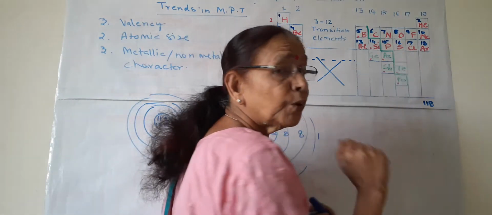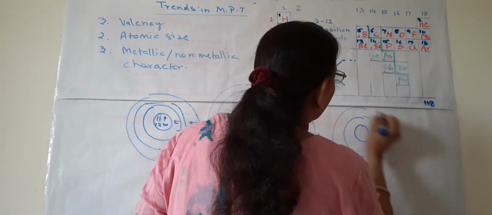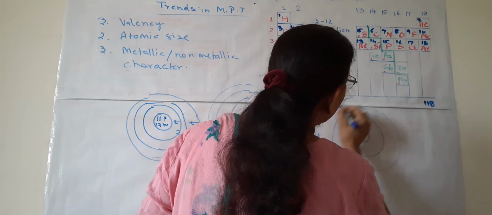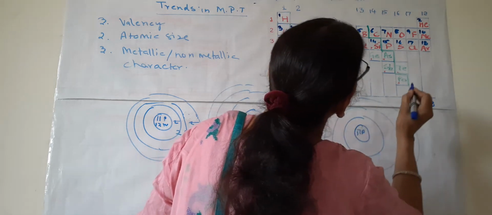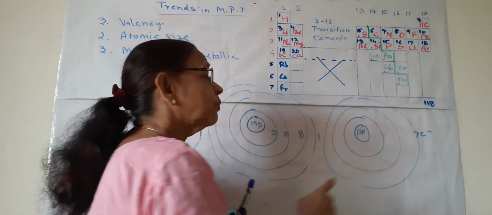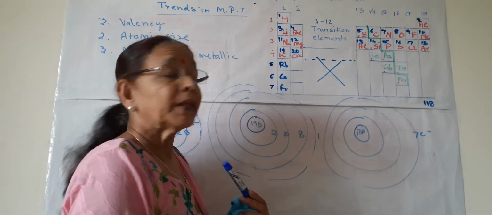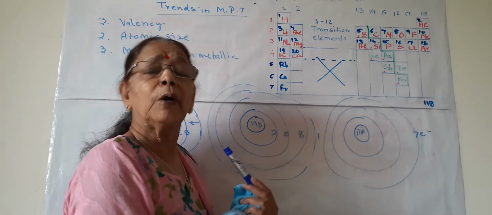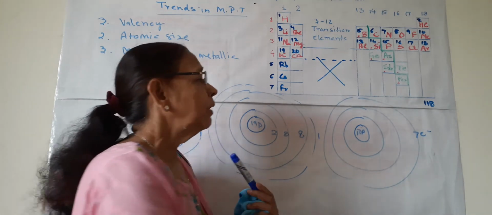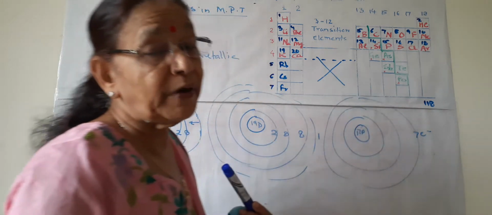Then we come to chlorine. Chlorine has 17 protons and 7 electrons in the outermost orbit. So it is not easy for chlorine to lose these electrons. It can easily gain one electron to have a stable configuration as per the octet rule. So it can have one more electron and will be satisfied.